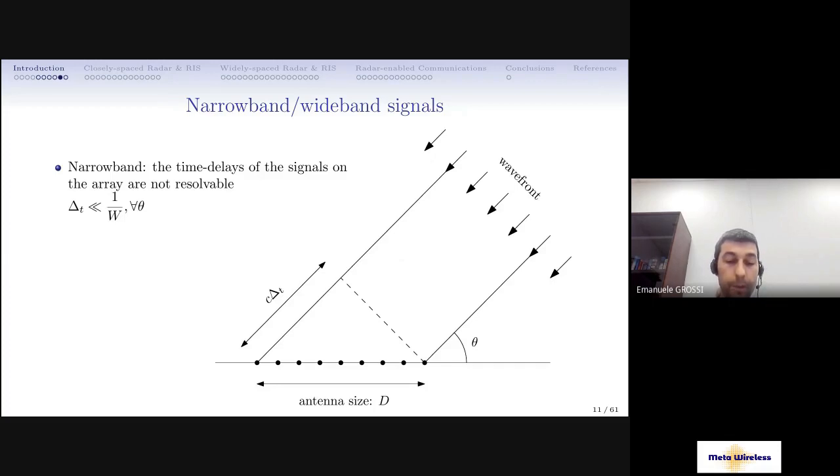Clearly, since the resolution in time is dictated by the inverse of the bandwidth, the condition for the time delays not being resolvable is that this difference is much less than the inverse of the bandwidth for all the angles of arrival. If you multiply both sides of this equation by the speed of light, you get that the maximum distance, which is equal to d, the size of the antenna, should be much less than c divided by W. This will be an important parameter in the future developments. A signal is instead said to be wideband if it is not narrowband.